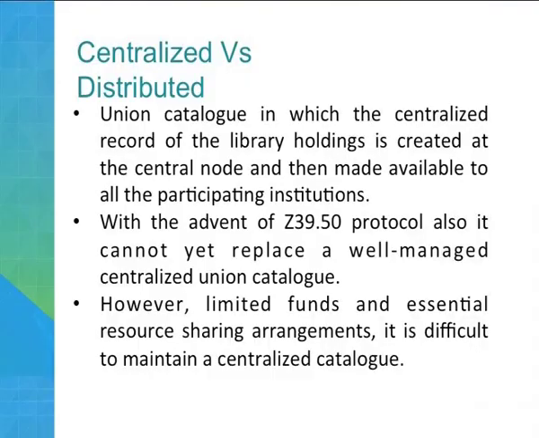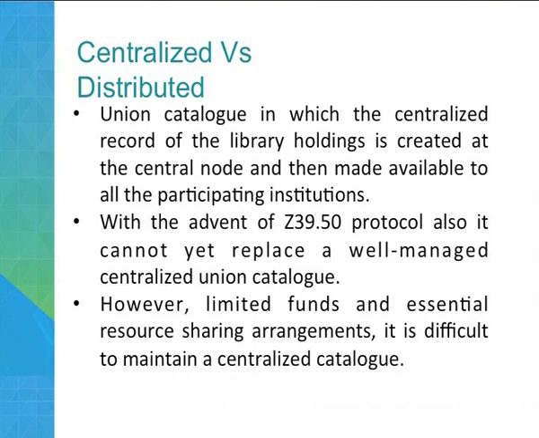However, this disadvantage is now being overcome using advanced ICT technology, which takes care of everything, which also removes the duplicate content. It also makes the catalog in a standard format. But still, the union catalogs which were developed in the past use the centralized catalog approach. So, if you compare the centralized versus distributed union catalog, in the centralized one the record of the library holdings is created at the central node and then made available to all the participating institutions.